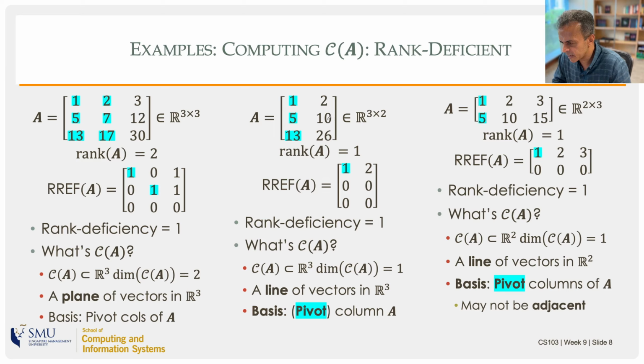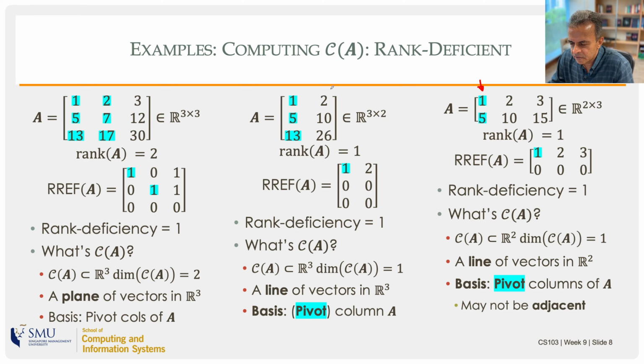The column space in this case is going to be a subspace of R2 because each column has 2 elements. And the dimension is 1. It's a line of vectors in R2 and the basis is this. So you have to specify this vector and that will form the basis.